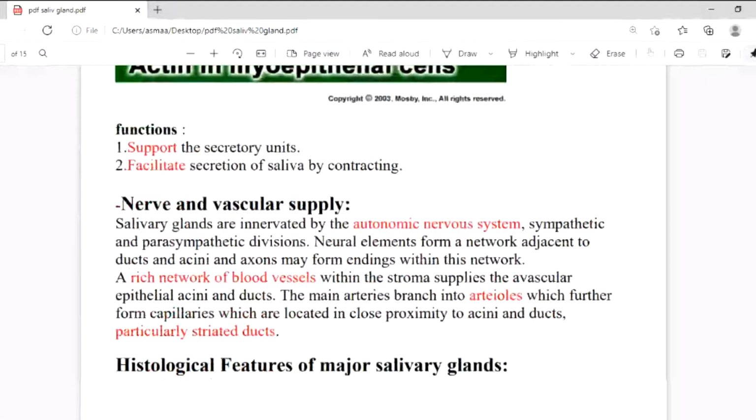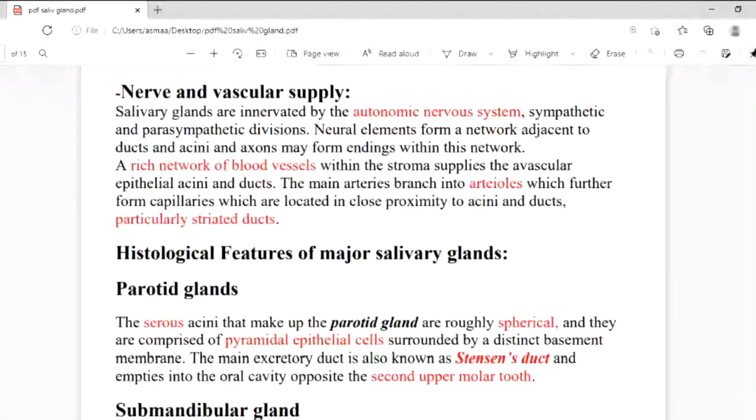The nerve and vascular supply of the salivary gland. Each salivary gland is innervated by the autonomic nervous system, sympathetic and parasympathetic. Okay, by the autonomic nervous system. And neural elements form a network adjacent to the ducts and acini, and axons may form endings within this network. So we have a rich network. Also we have a rich network of blood vessels.